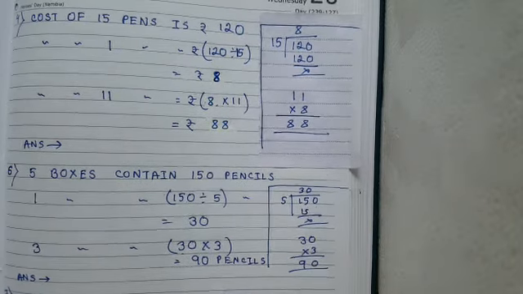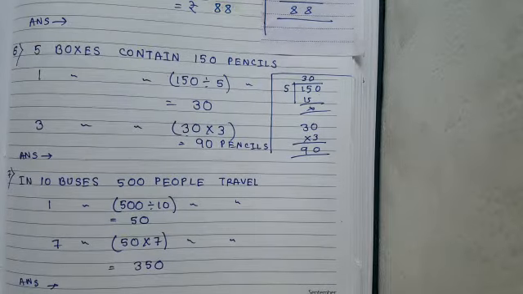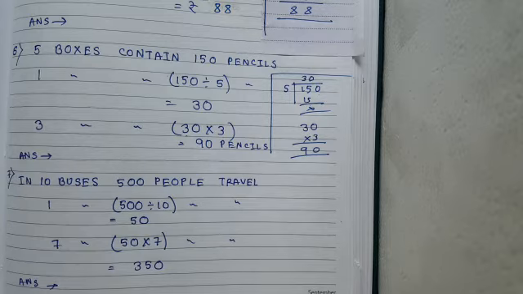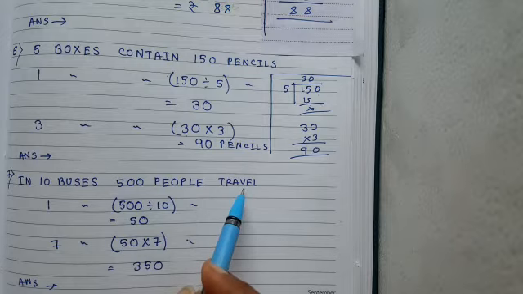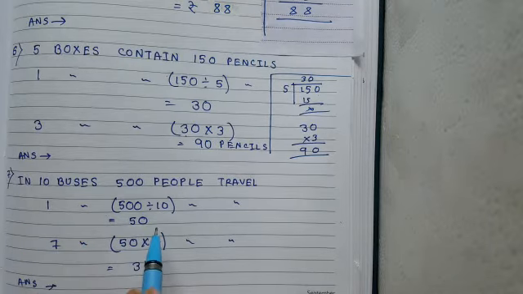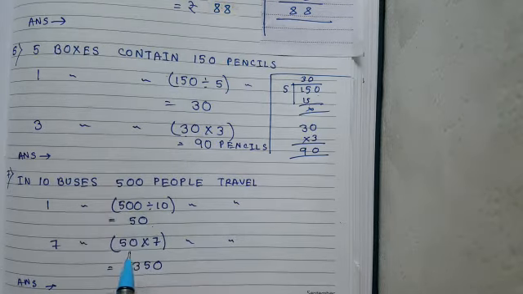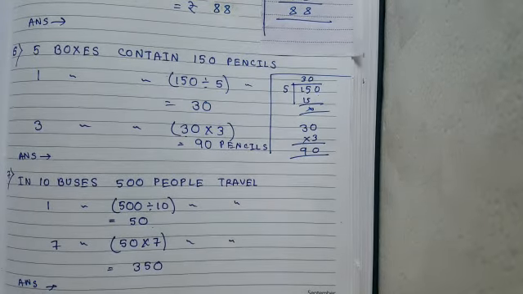Question number 7. 500 people can travel in 10 buses. How many people can travel in 7 buses? So, in 10 buses, 500 people can travel. In one bus, 500 divided by 10. First step we are doing division. When we are finding for one bus, that is equal to 50. And in 7 buses, that will be more. So, 50 into 7 equal to 350 people. After that, write down the answer. In 7 buses, 350 people can travel.